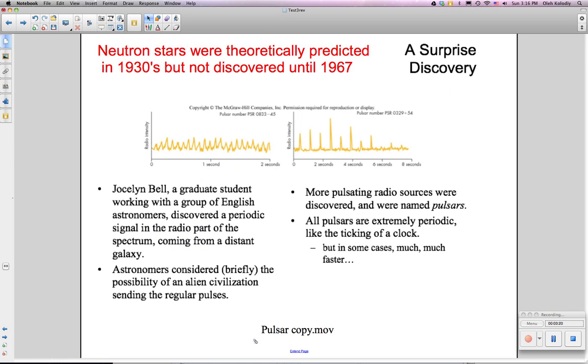Neutron stars were theoretically predicted in the 1930s, but they weren't actually discovered until 1967, when Jocelyn Bell, a graduate student working with a group of English astronomers, discovered a periodic signal in the radio part of the spectrum coming from the sky. Briefly, astronomers considered this a signal possibly from an alien civilization. But as they looked at it a little closer, they found out that this was just a spinning neutron star.